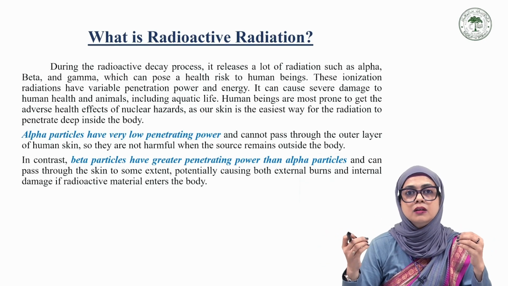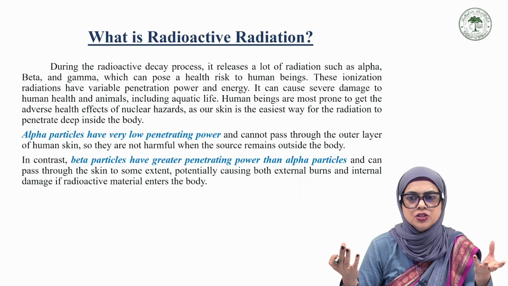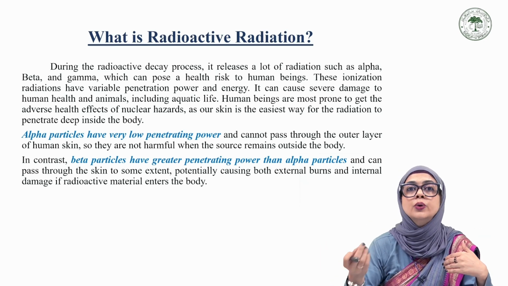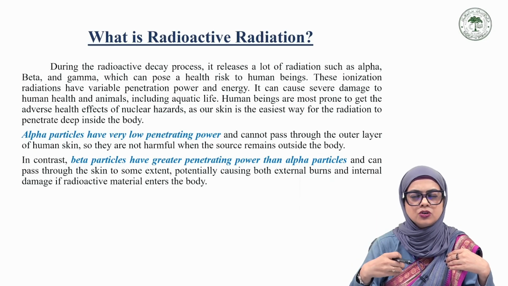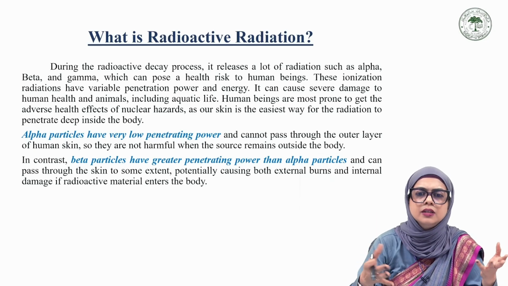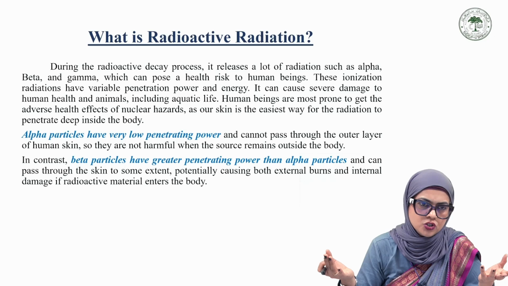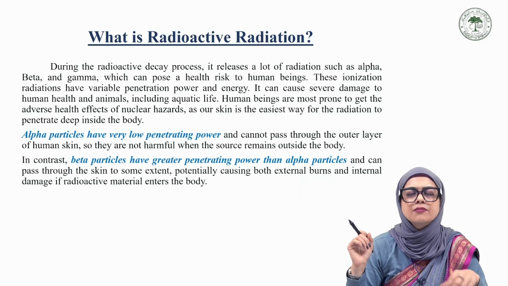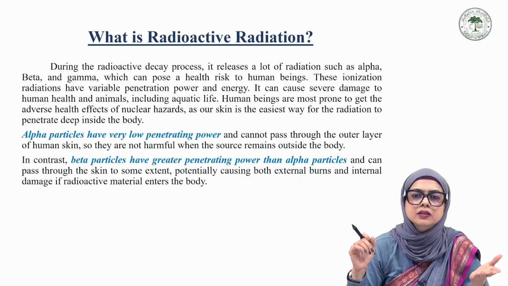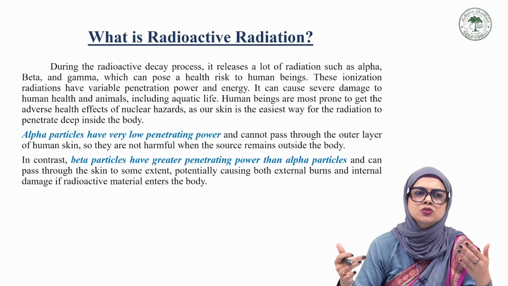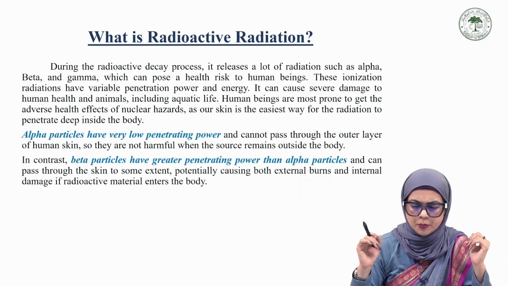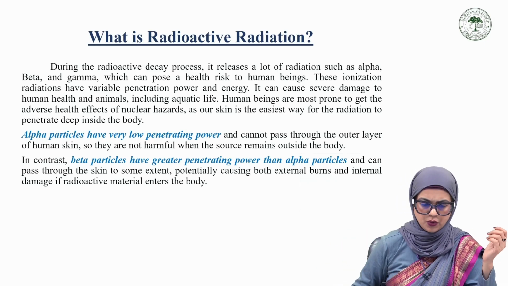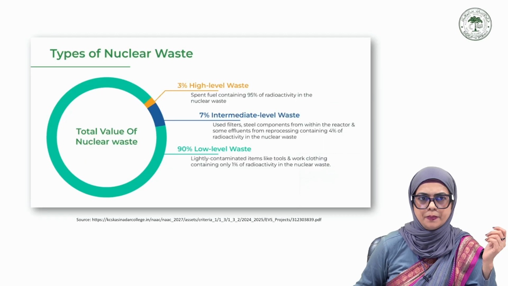However, they also carry high energy, and if alpha-emitting substances enter the body through inhalation, through ingestion, or even an open wound, they can cause severe internal damage to tissues and organs. In contrast, beta particles have greater penetrating power than alpha particles and can pass through the skin to some extent, potentially causing both external burns and internal damage if radioactive material enters the body.